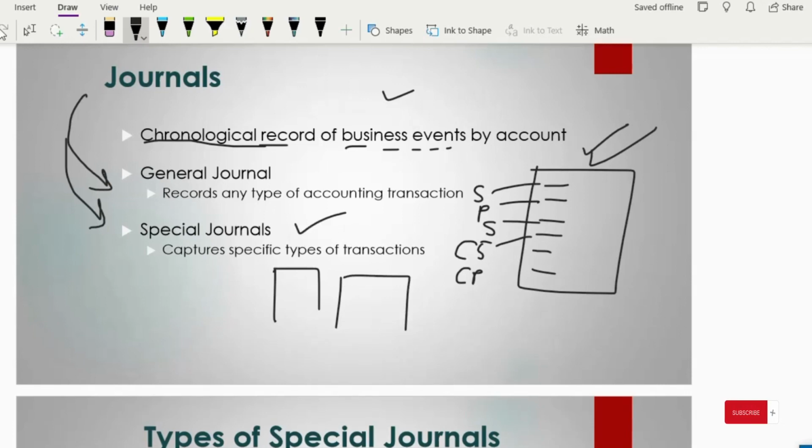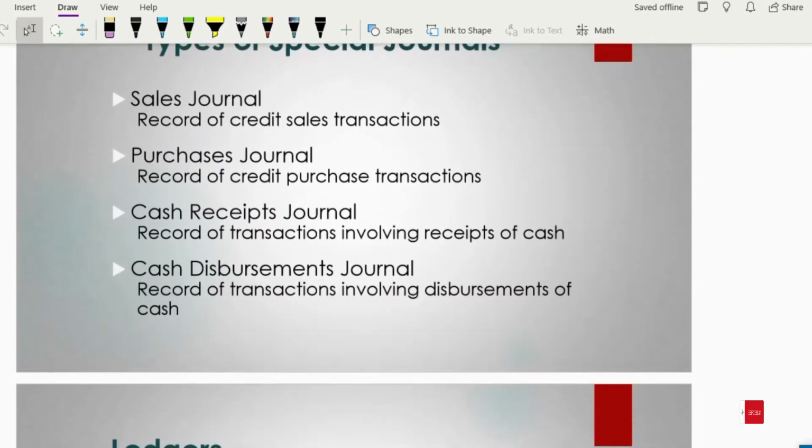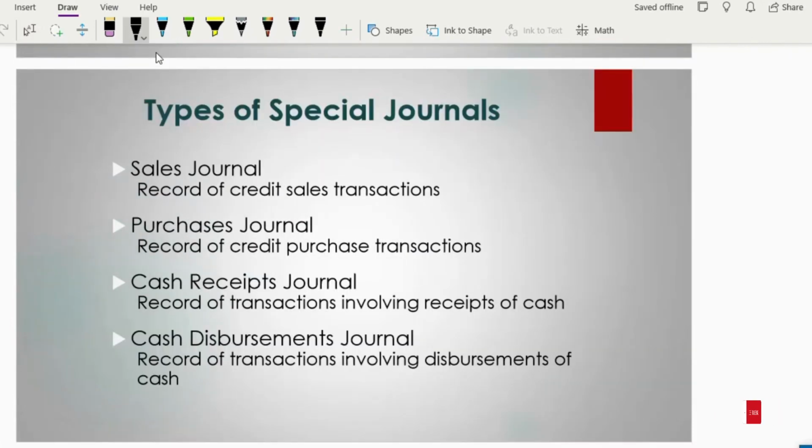Since I'm talking about special journals, we should know the types of special journals. Here are some types, starting with the sales journal. The sales journal records the credit sales transactions. All those sales which are on a credit basis are recorded in the sales journal. Followed by the purchases journal, which records all the credit purchase transactions.